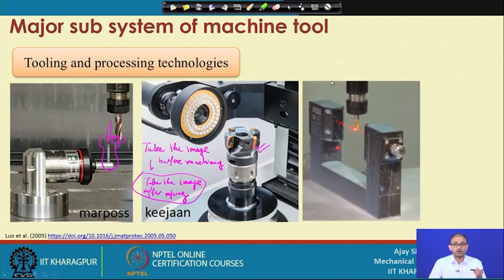Right? And then there are non-contact type of things available. Here we were using a contact type, but here it is non-contact. So, how will this work? Right. Now there is a source of the laser. This is going in this direction and there is a receiver. This is the source and this is the receiver.